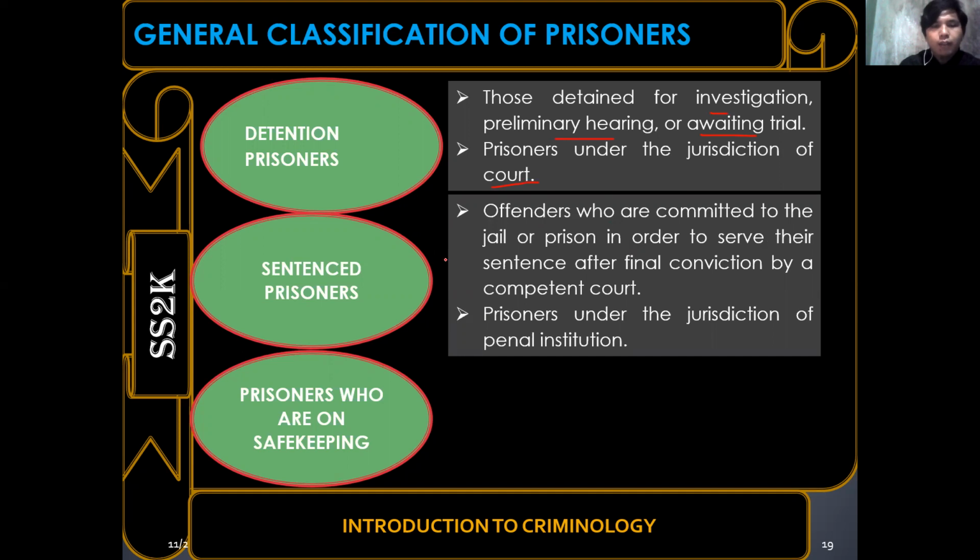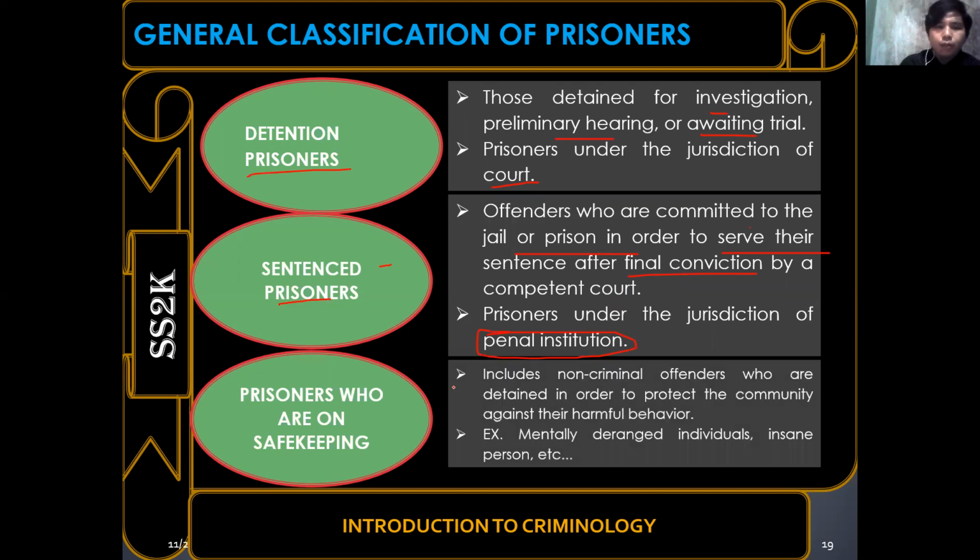Then we have also sentenced prisoners, sentensyado, no? Sentenced prisoners, offenders who are committed to the jail or prison in order to serve their sentence. Okay, after final conviction. Yung mga nahatulan, no? So, prisoners under the jurisdiction of penal institution na po sila. Okay? Yan. So, yun po yung mga sentensyado. Okay? Ito na, detention, hindi pa sentensyado.